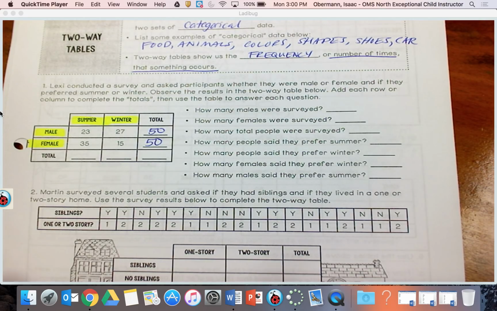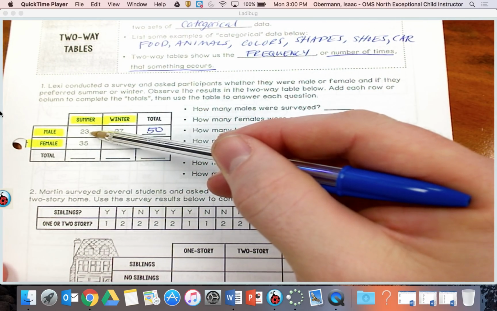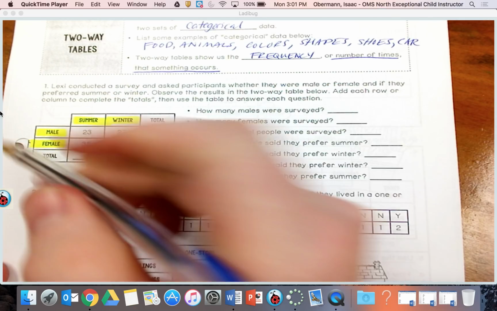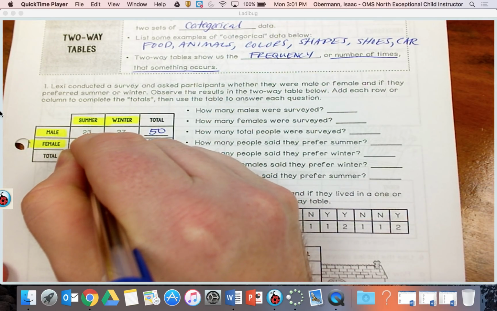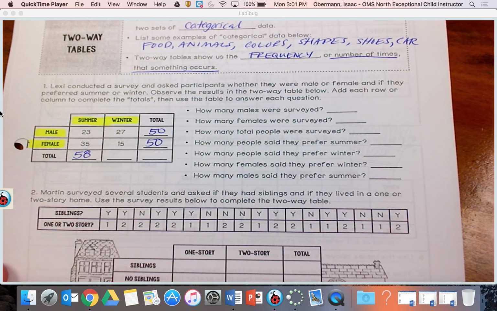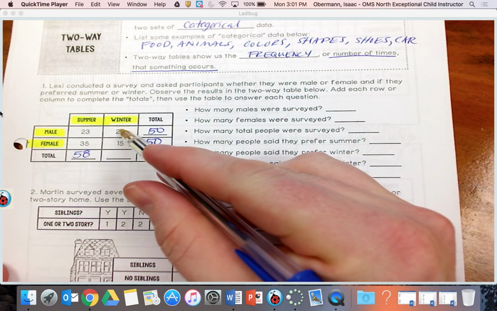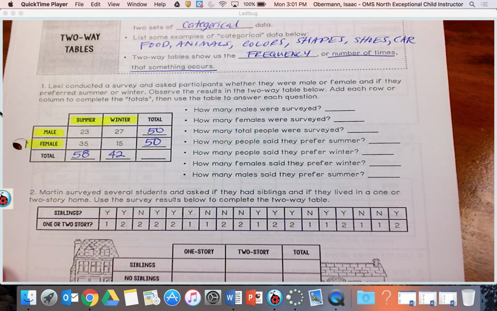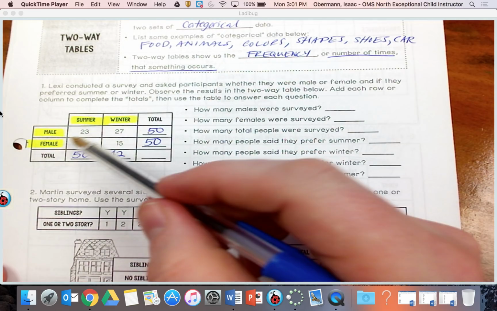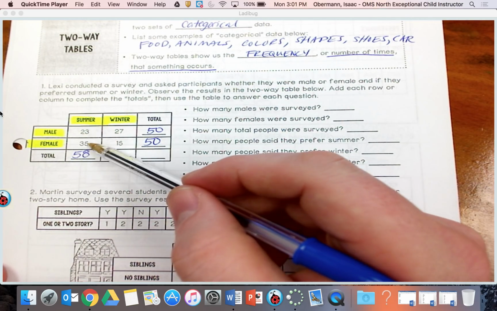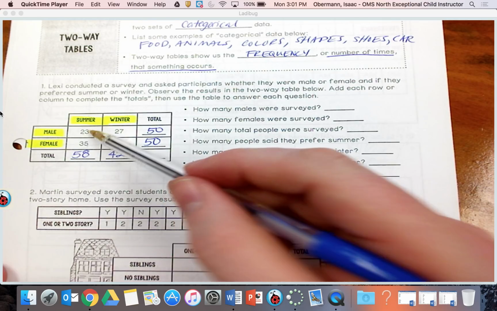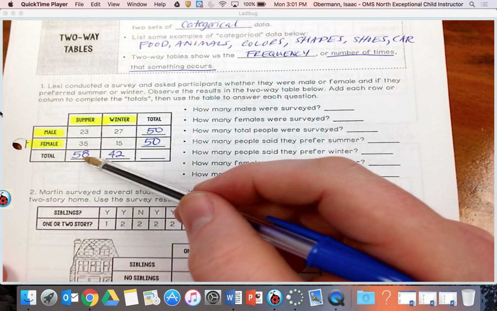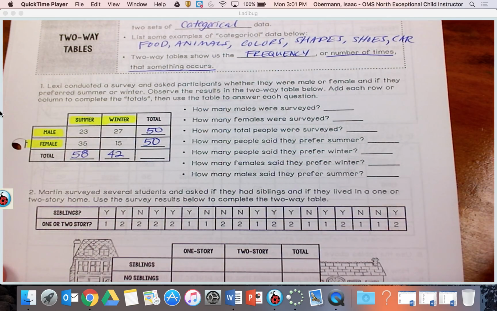If I read running downward, I see summer for males and females, and if I put those together, that tells me how many people like the summer. In this case, 58 people enjoyed the summer. Looking down at the winter, I add those together and it says 42. That tells me not only that females enjoy summer more than males, but also that in total, more people enjoy the summer than the winter.